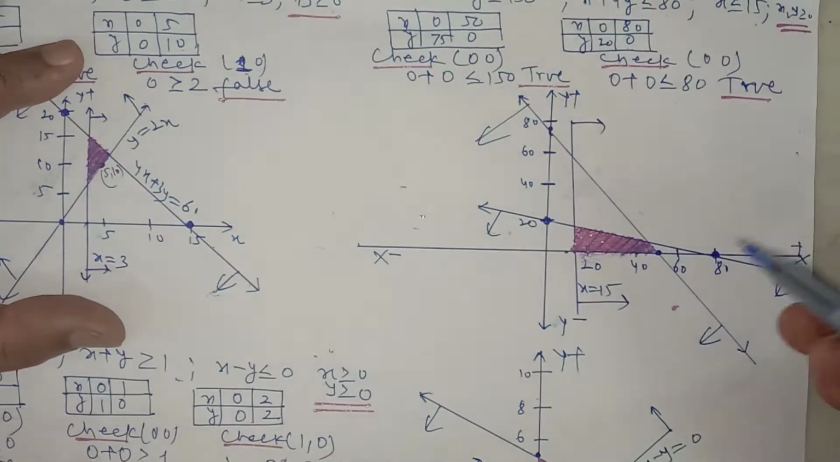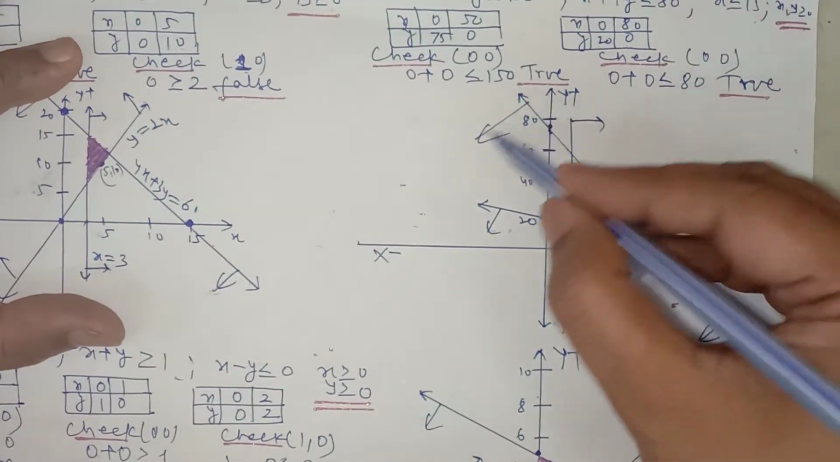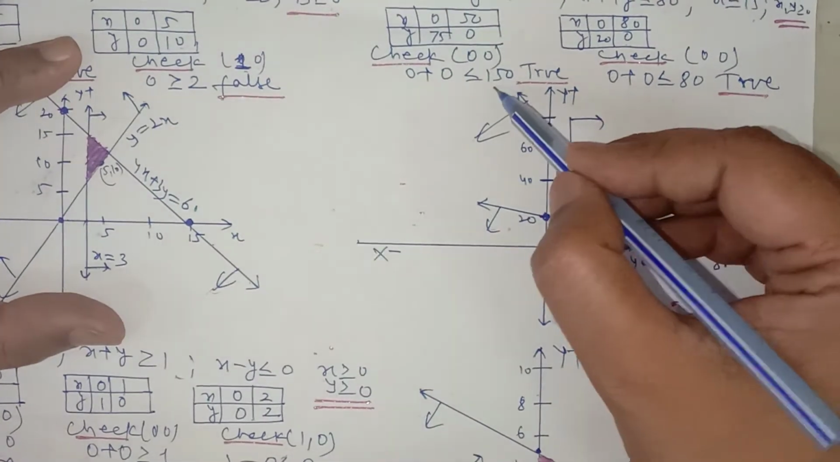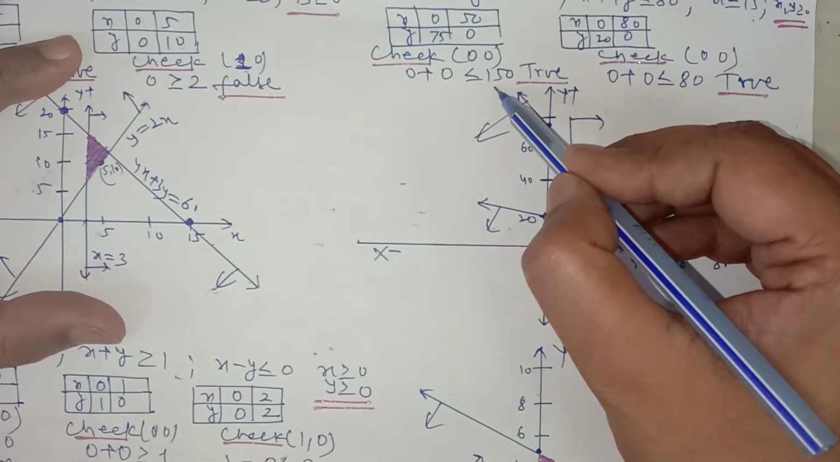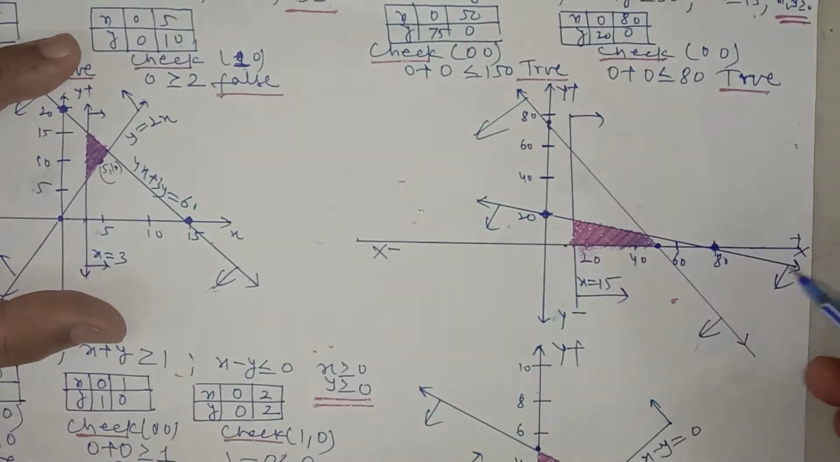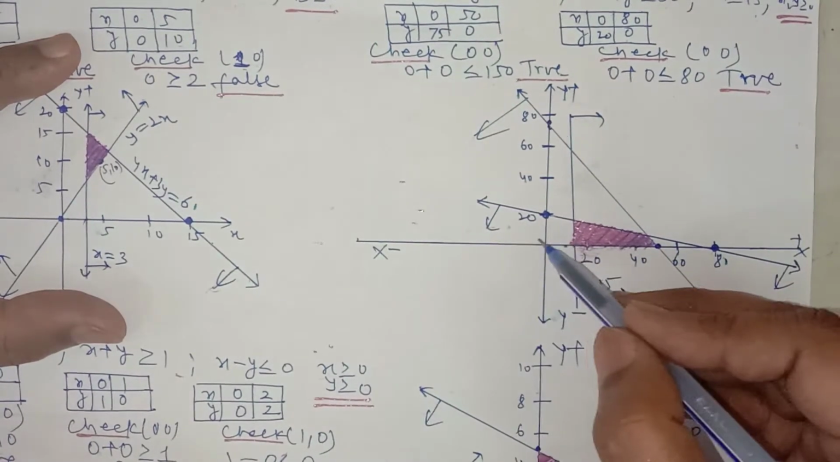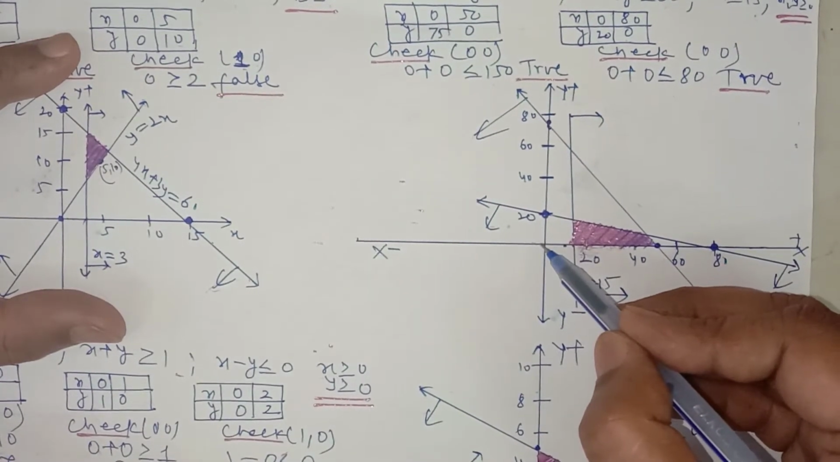x = 50, y = 0 will be this point, and draw this line joining these 2 points, and see the direction of this. It will be towards the origin, because (0, 0) is true for this solution. x = 0, y = 20 is this point, and x = 80, y = 0 is this point. Draw the line passing through these 2 points, and again see the direction, towards the origin, because (0, 0) is the solution of this equation.